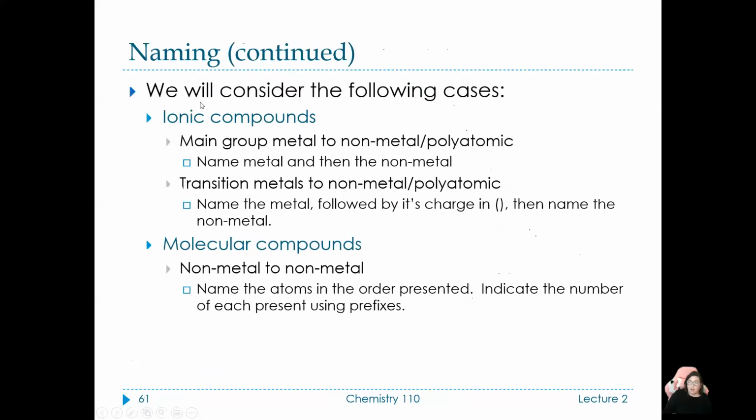So we'll consider the following cases. Ionic compounds, main group metal to non-metal polyatomic: name the metal and then the non-metal. Transition metals to non-metal polyatomic: name the metal followed by its charge in parentheses, then name the non-metal.